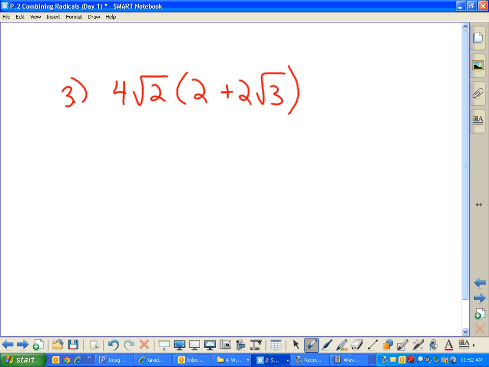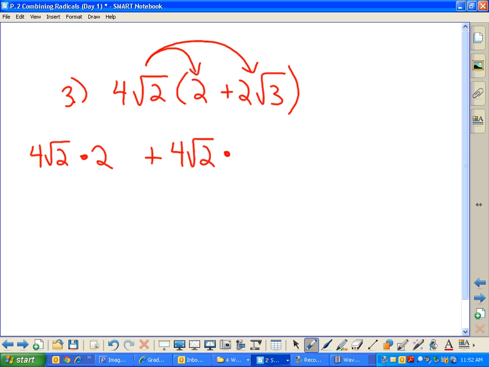And I saw several of you setting this up just great. You would take 4 square roots of 2, distribute it to the 2, and then 4 square roots of 2, distribute that to 2 square roots of 3. Here's how that looks. You take 4 square roots of 2, and you're going to multiply that by 2, bring down your plus, and then you have to take 4 square roots of 2, and then distribute that to 2 square roots of 3. Please keep in mind that multiplication is both commutative and associative. So you could rearrange these products based on how you would like to take care of the multiplication.